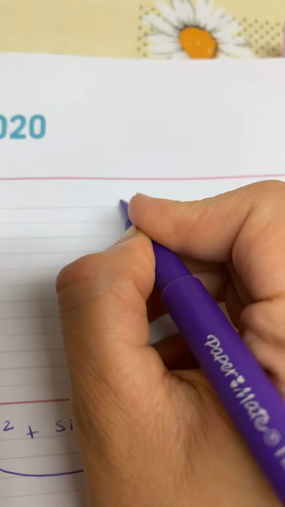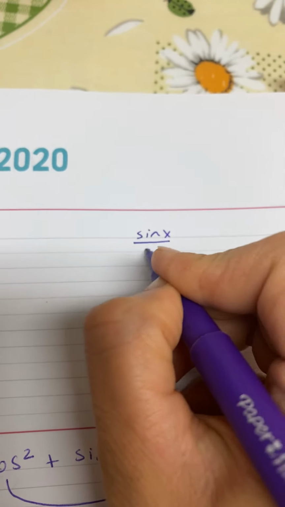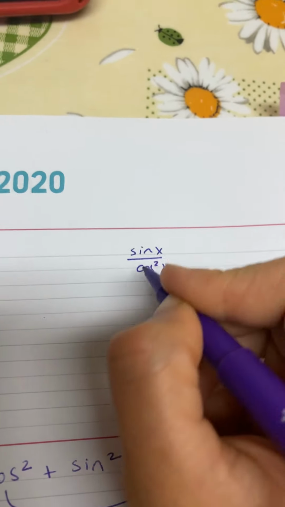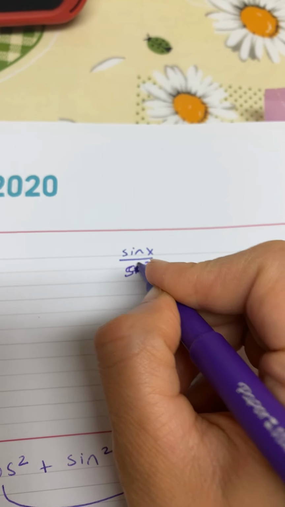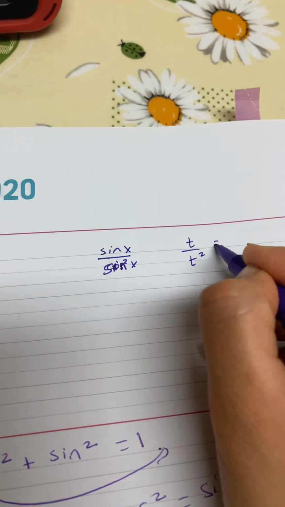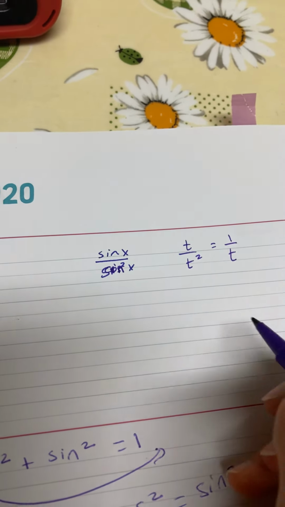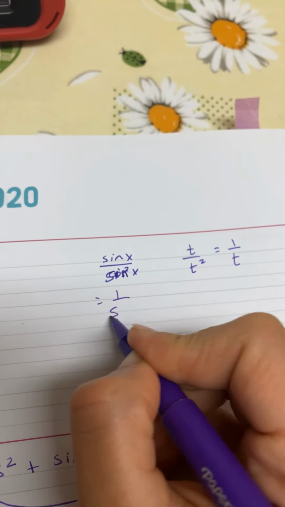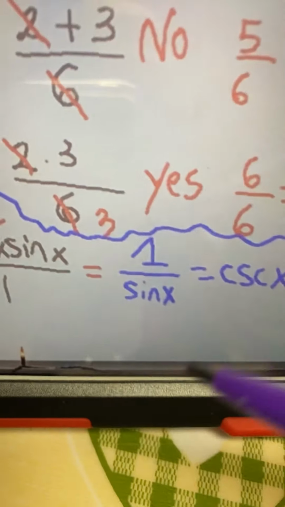And let me write this down. So sine x divided by sine squared of x, as if you had t over t squared. That reduces to 1 over t. So this reduces to 1 over sine. So this is where I got 1 over sine from, and 1 over sine is cosecant.